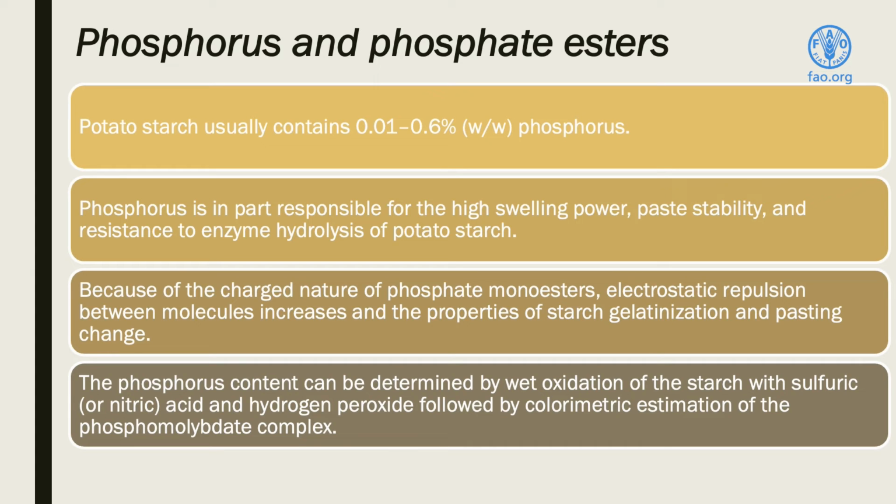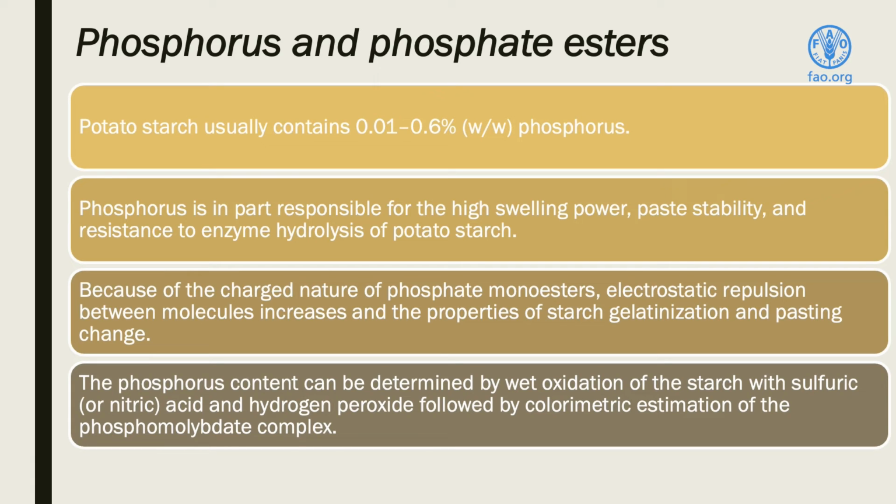Phosphorus and phosphate ester. Potato starch usually contains 0.01 to 0.6% phosphorus. Phosphorus is partly responsible for the high swelling power, paste stability, and resistance to enzyme hydrolysis of potato starch. Also, because of the charged nature of phosphate monoester, electrostatic repulsion between molecules increases, and the properties of starch gelatinization and paste change.